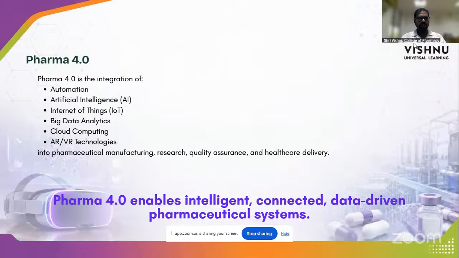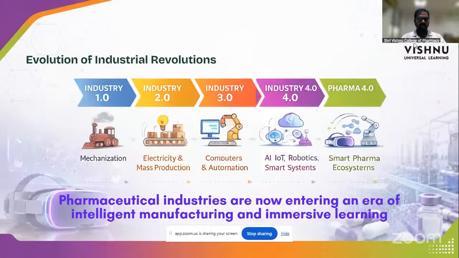Pharma 4.0 integrates things like automation, artificial intelligence, IoT, big data analytics, cloud computing, along with our AR VR technology. All these are integrated mainly for the purpose of improving process manufacturing, research, quality assurance, and also healthcare delivery. Pharma 4.0 enables intelligent, connected, and data-driven pharmaceutical systems, which is exactly what the Industry 4.0 revolution requires.